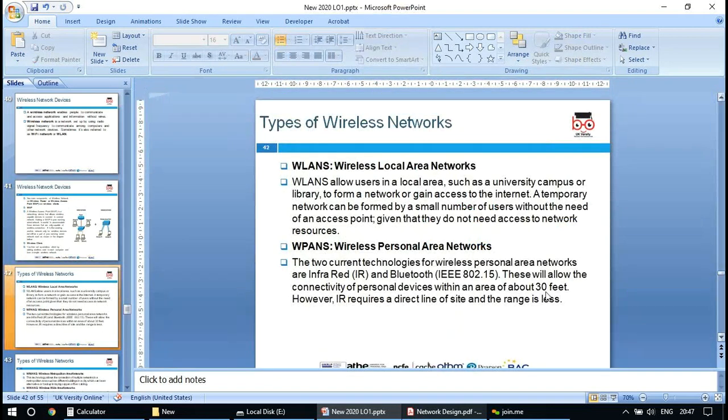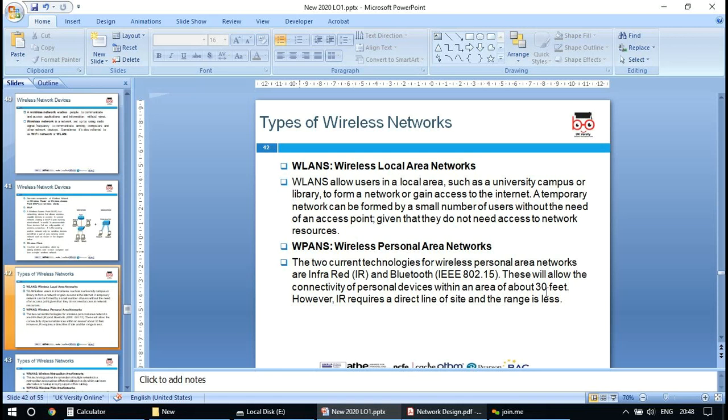Furthermore, the types of wireless networks are, first, the wireless local area network. You use it when you use a wireless router, which has a wireless access point integrated. When we say we have a wireless router at home, it means it has a wireless access point integrated and inbuilt, isn't it?